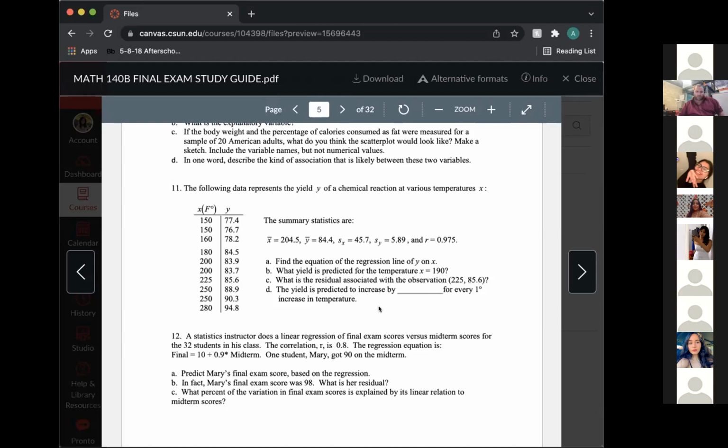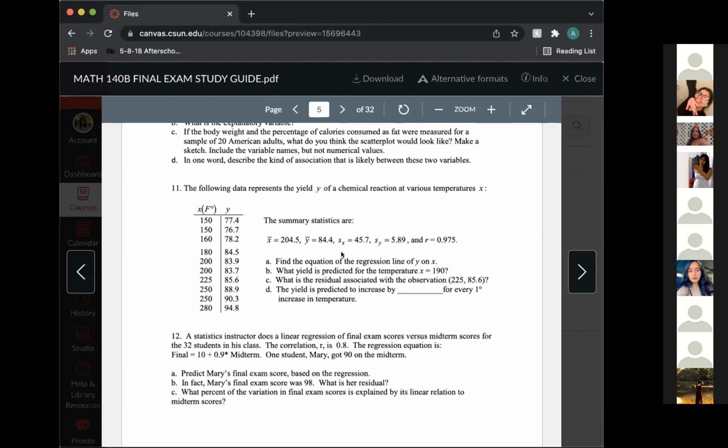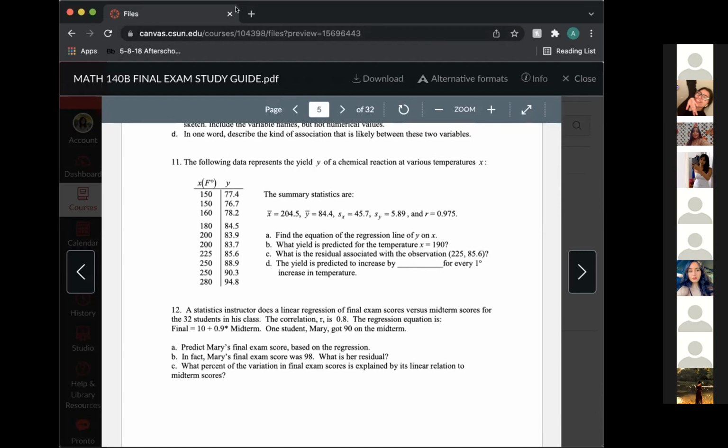Yeah. Okay. Thank you. How do you know that you're supposed to do that? Because that's the definition of a residual. The definition of a residual is your actual outcome minus your predicted outcome via the line of best fit. Okay. Thank you. That is the definition. Thank you. You're welcome.